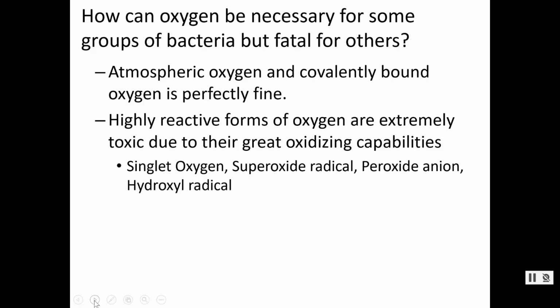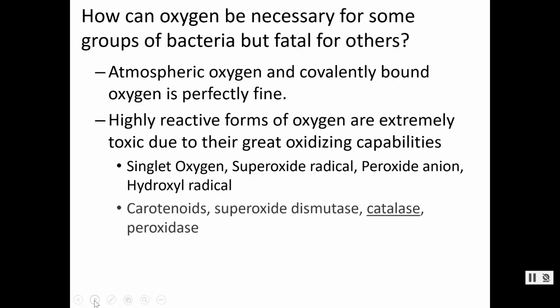So what do? How do these aerotolerant microorganisms deal with these reactive forms of oxygen? Well, they have to make some enzymes. They have to make something that will help them deal with these reactive forms of oxygen. The one I want you to focus on is actually catalase, because we're going to talk about that in lab. And catalase is an enzyme that we find in our muscle cells. It's an enzyme that a lot of microorganisms have. And what it does is it neutralizes peroxides.